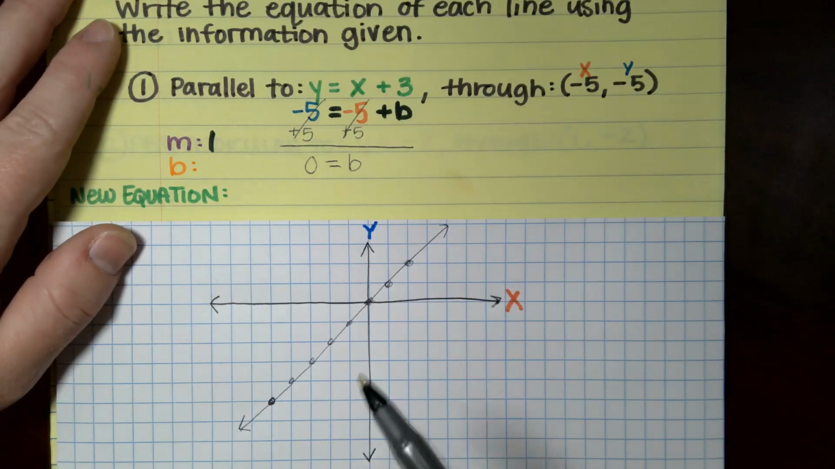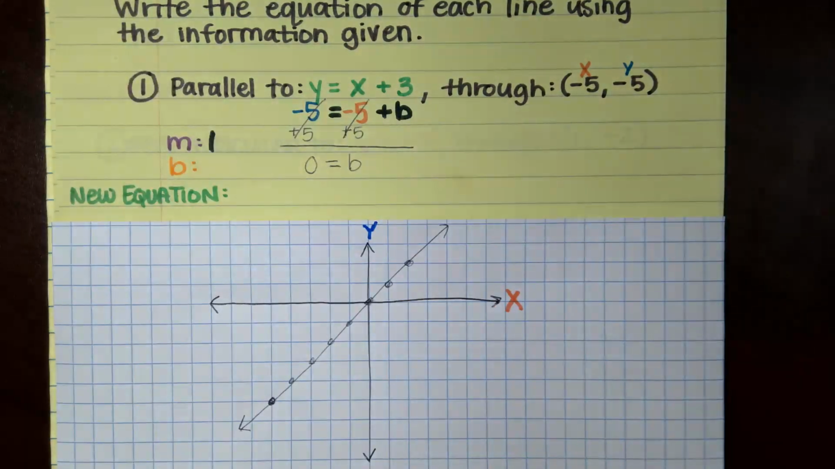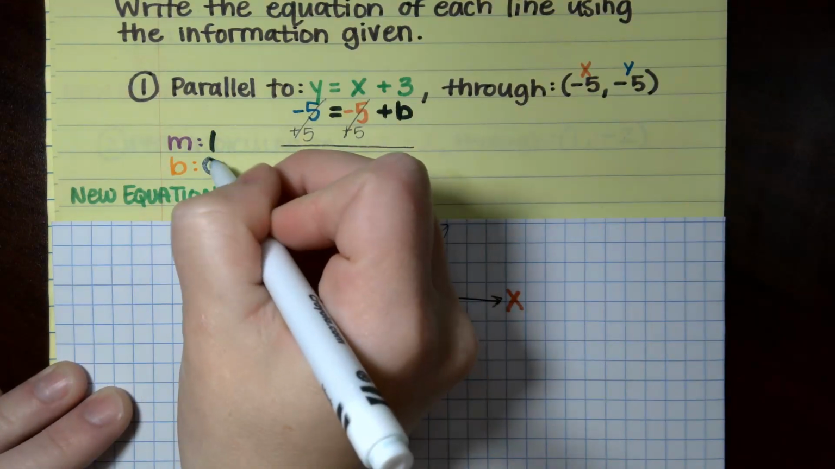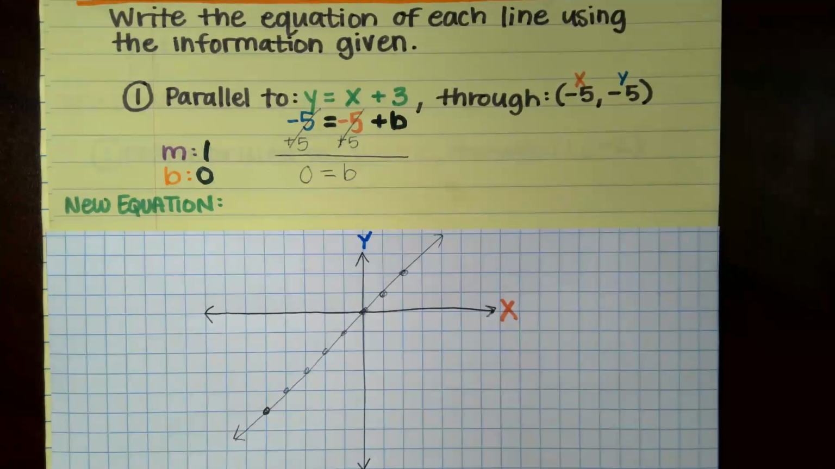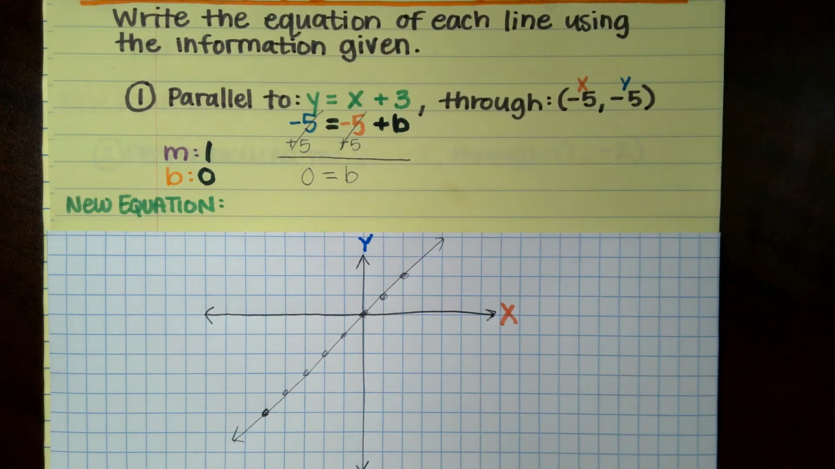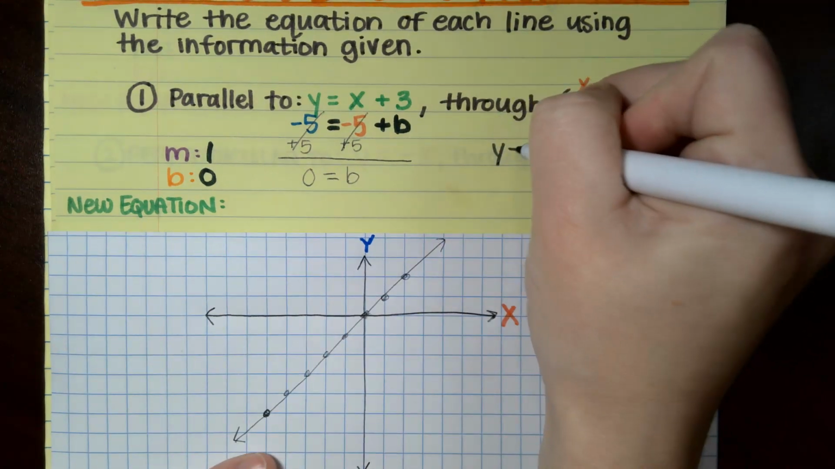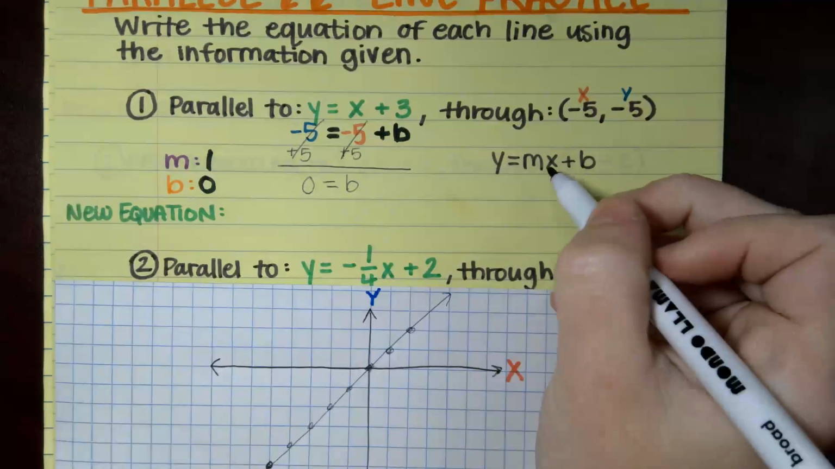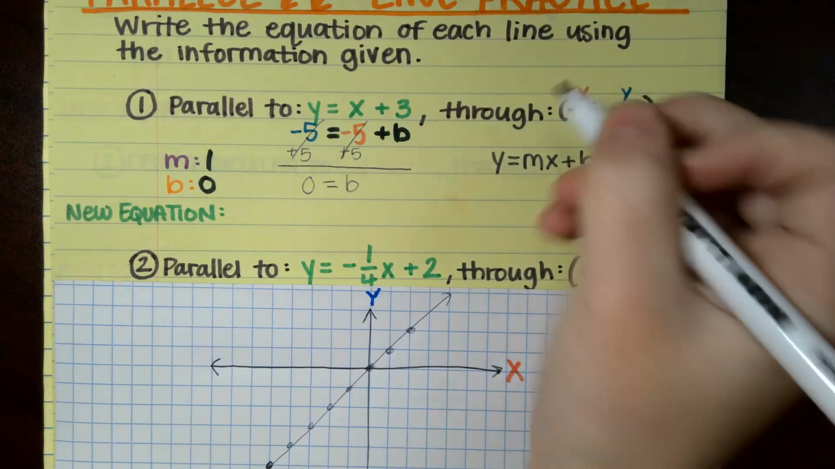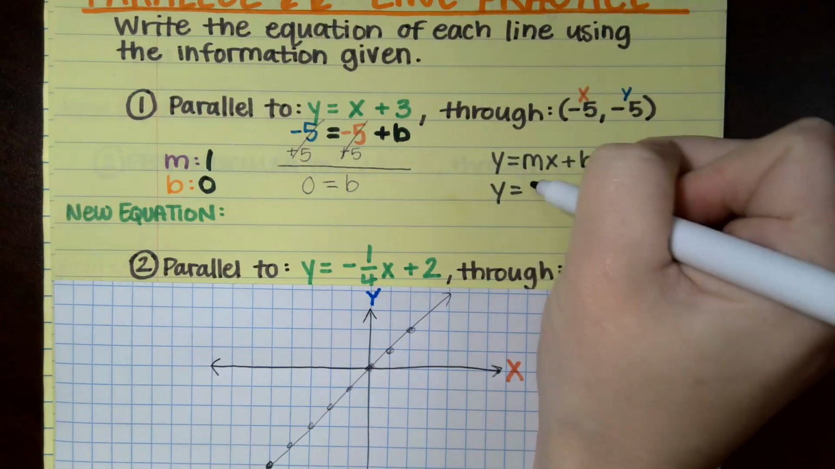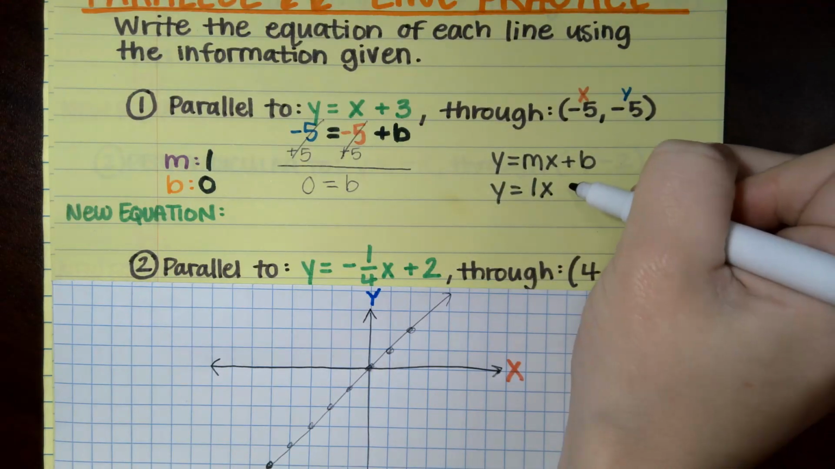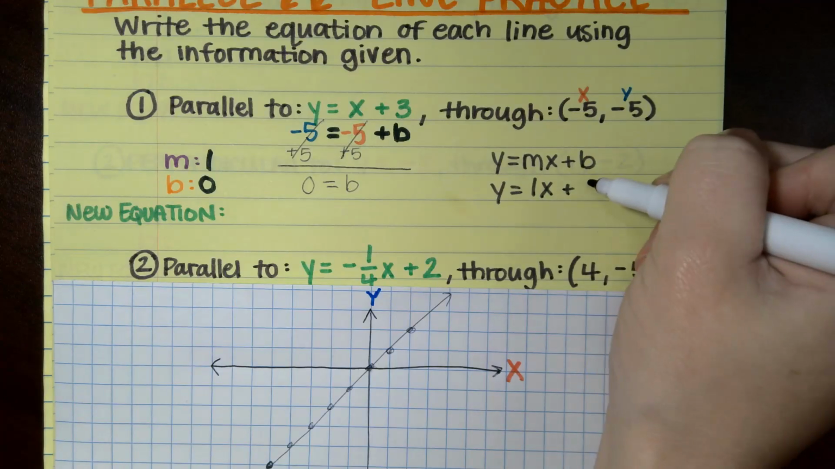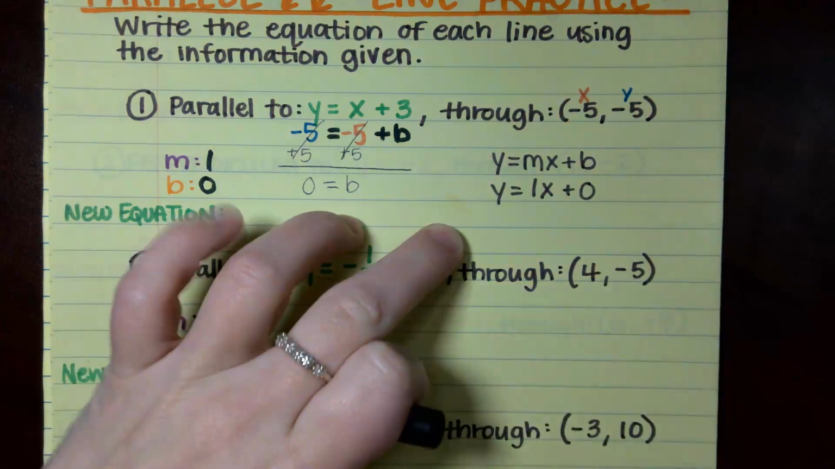Okay, let's now fill this in. I wanted to know what B was, so we're going to write 0 because that's what we got. How do we write our new equation? This one's tricky. You're going to do the exact same thing you always do, though. It's going to be y equals mx plus b. So first of all, what's our m? 1. So we have y equals 1x plus, and what's our b? 0. Okay, so we got y equals 1x plus 0.